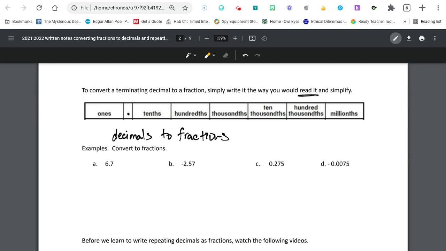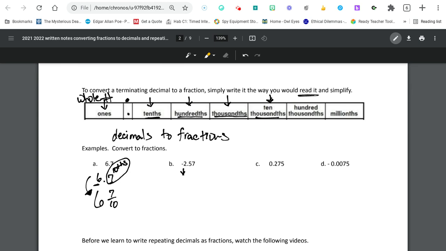Decimals to fractions. All right, so you just simply write it the way you read it, but you got to understand place value chart. This is the ones. Then you got your decimal. 1 place behind the decimal is tenths. 2 places behind the decimal is hundredths. 3 places is thousandths. 4 is ten-thousandths, and so forth, guys. So this 7, according to the place value chart, ends in the tenths place. Anything sitting in front of the decimal becomes a whole number. So this is the whole number 6. And then you just write 7 tenths. 6 and 7 over 10, you're done.